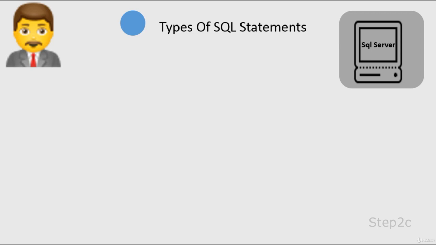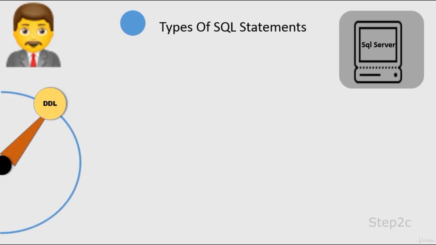The first bucket is DDL, or data definition language statements. DDL statements are used to define the schema. Say we have a database and we want to define different objects, say how the table should look, or how the function or stored procedure should look. By using DDL we could define the shape and structure of a database object.